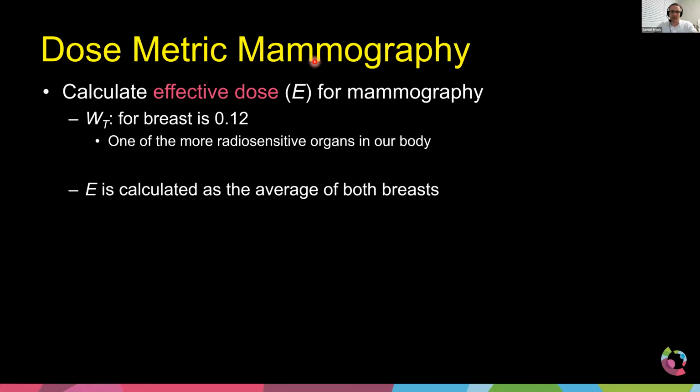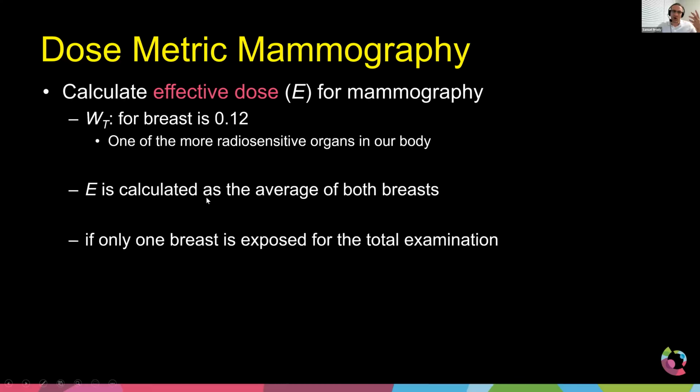But you need to understand, when we calculate effective dose, it is the average of both breast dose values. So you would get the average D sub G for the left breast and right breast, and then you would multiply that average by 0.12.